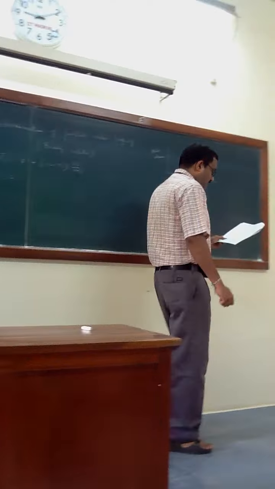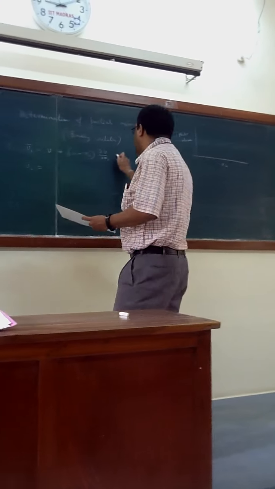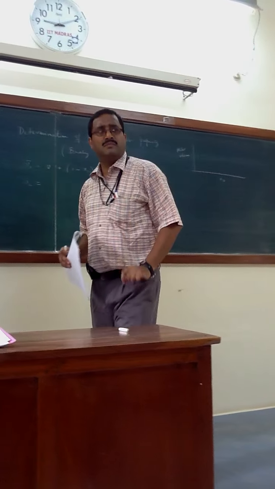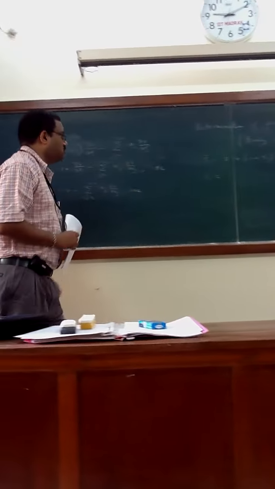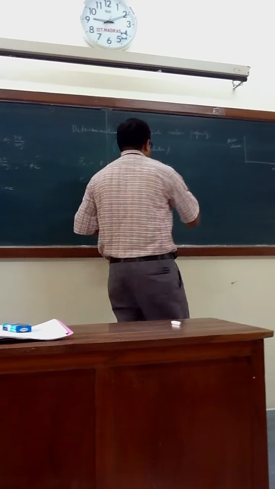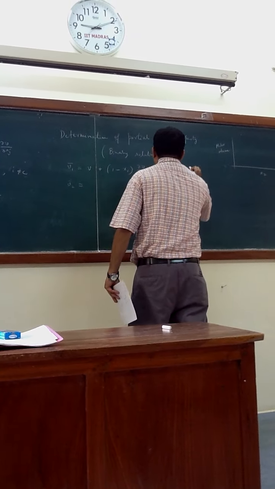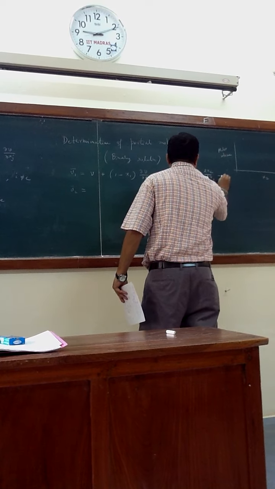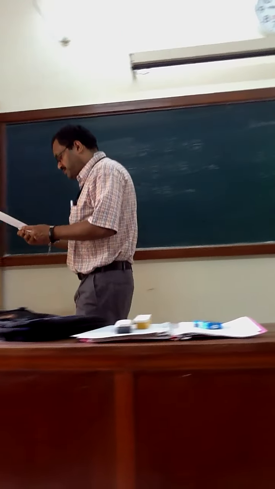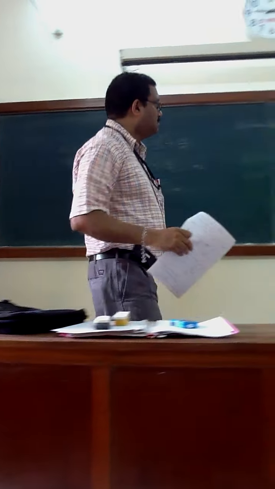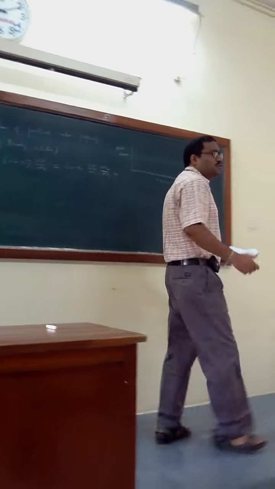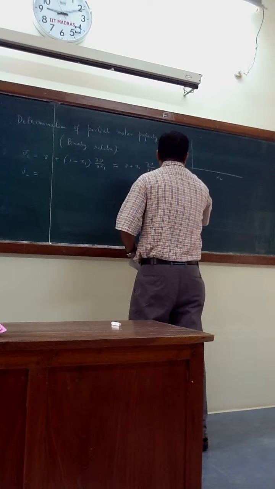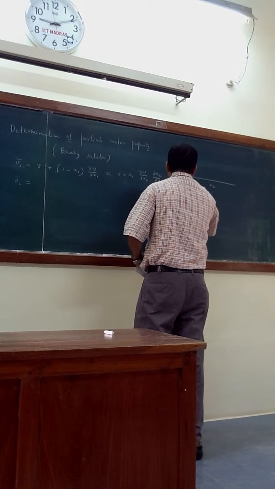And if I want to write in terms of x2, what will be the formula? I want to write in terms of ∂V/∂x2. So it will be V plus x2 ∂V/∂x2 times dx2/dx1. What is dx2/dx1? x1 plus x2 equals 1, so dx2/dx1 is minus 1. So it is V minus x2 ∂V/∂x2.